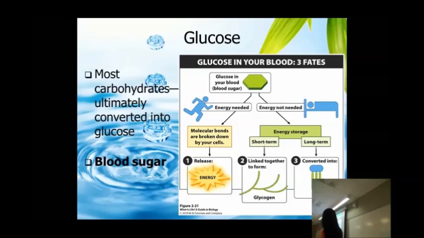Glucose, as we saw here, is the glucose in your blood, or what gives you the blood sugar. As energy is needed, if the person takes in those simple sugars and takes that glucose, the molecular bonds are broken down by your cells and they're released as energy. So that's why somebody who wants to go out and run a race may go about doing carb loading and taking in lots of glucose really fast.